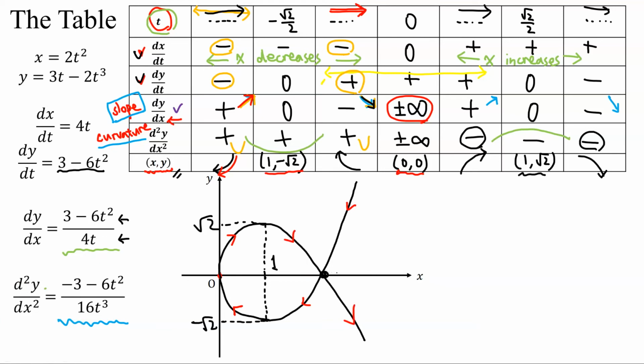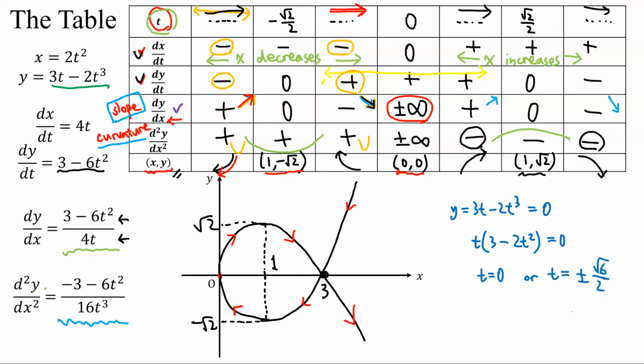Now here, this point is 3, 0, because from here, if we let y equal 0, then we obtain t equals 0, or t equals plus minus square root of 6 over 2, and this value gives 0, 0 here, and these values give 3, 0, this point. Right, so we have obtained the curve, and now it's time to calculate the area.